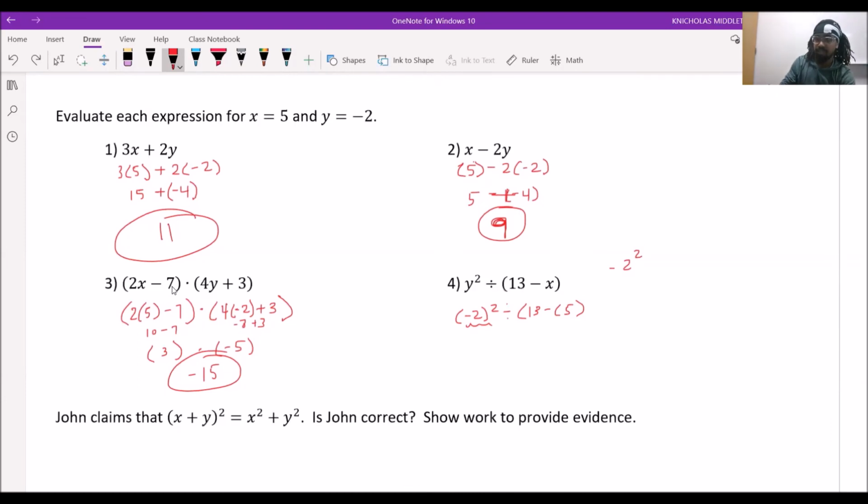We are thinking negative 2, that number, squared. If you plug it into your calculator this way, it'll say, okay, that means negative 2 times negative 2, which is positive 4. Divided by 13 minus 5, which is 8. 4 divided by 8 will give us 1/2. We could write it like 4 over 8, 1/2, 0.5. You should be able to do all of these.